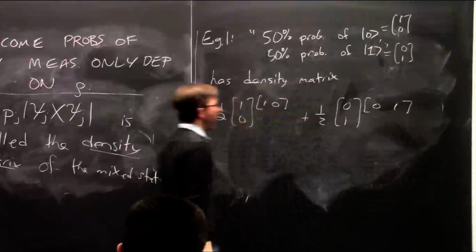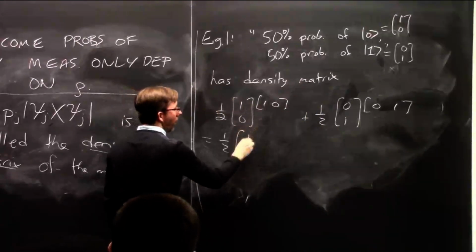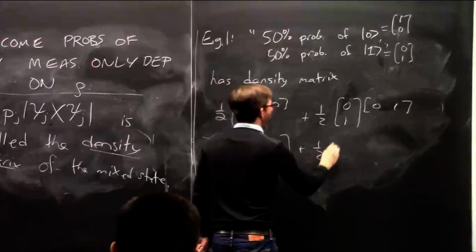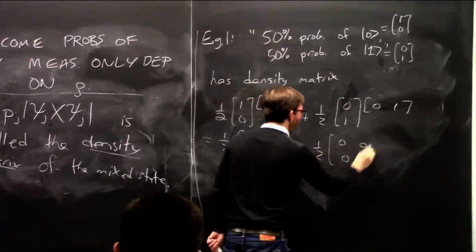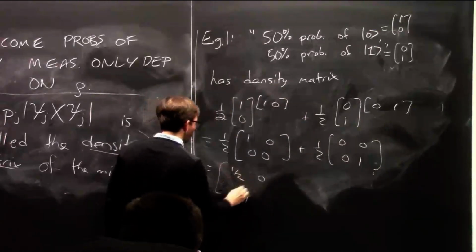You have to remember how to multiply matrices. So this is a half. This gives you a 2 by 2 matrix. You get 1, 0, 0, 0, plus a half times 0, 0, 0, 1. And so it's this. A half, 0, 0, a half.